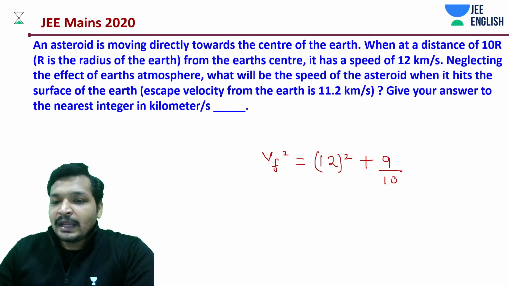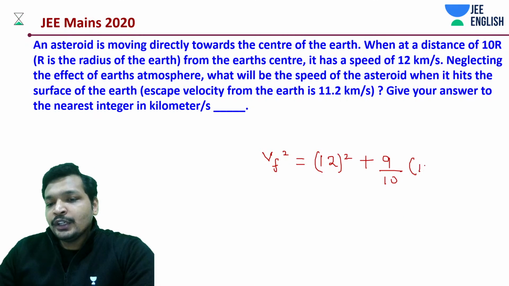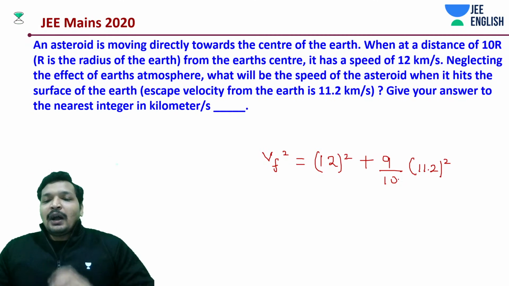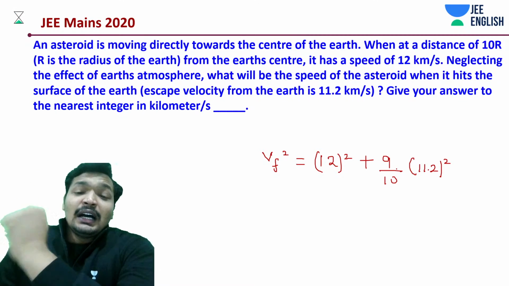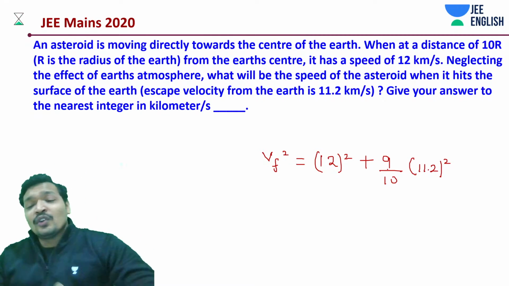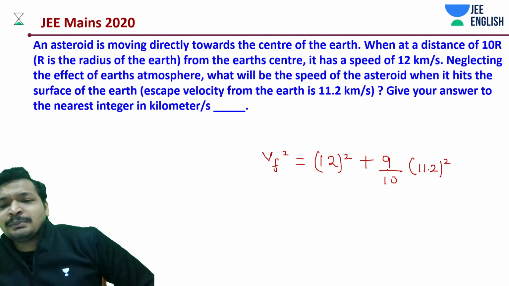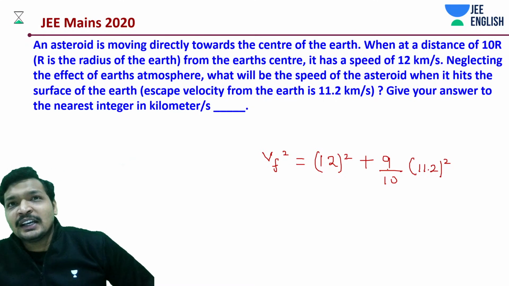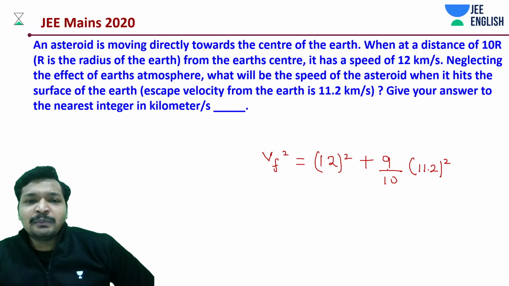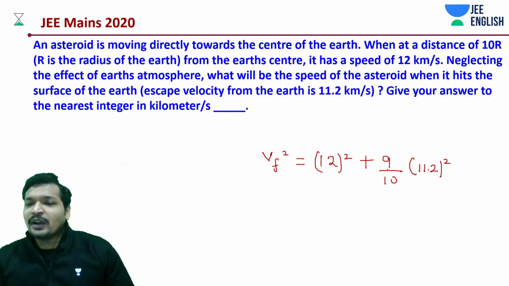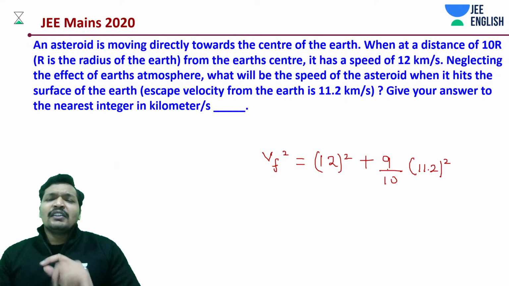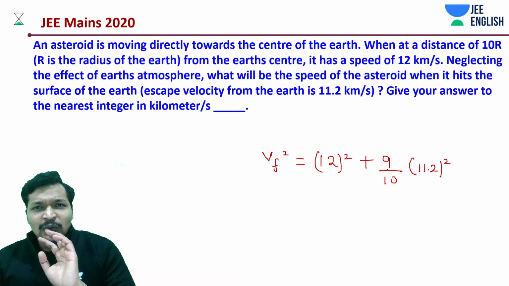So this is going to be 9 by 10 into 11.2 whole square. Now, approximately, how much is 11.2 whole square? We don't know. We can say it's basically something like 11 square. And 11 square is 121, and with the 0.2 it should be less than 144, maybe somewhere around 125 and odd. I'm not very sure what the value is going to be.